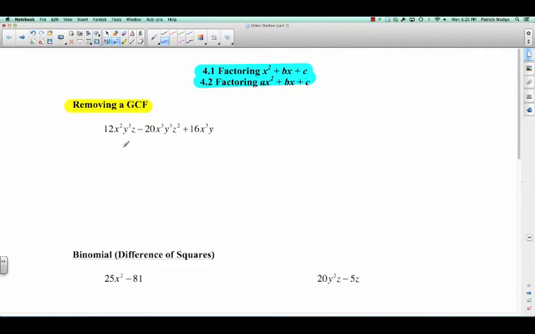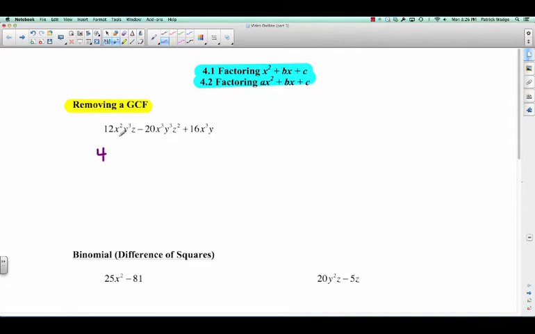And what we're going to do is remove a greatest common factor. We're going to look for the biggest thing that we can take out of these 3 terms. What's the biggest thing you can divide them all by? So if you look at the numbers, we have 12, 20, and 16. And the greatest common factor of 12, 20, and 16 is 4. You should be able to get it that fast, or very close to it.